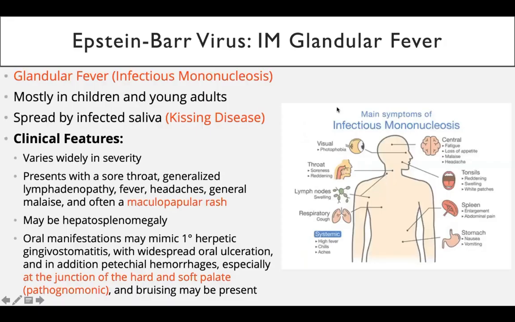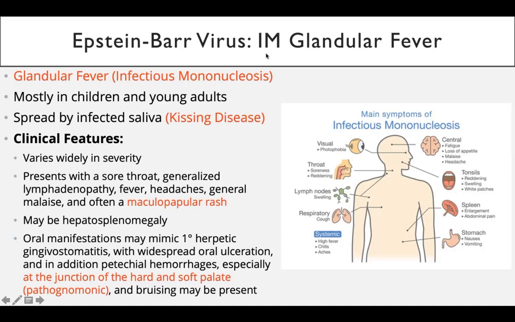Now we go to the second last virus important for oral cavity, which is Epstein-Barr virus, causing infectious mononucleosis, glandular fever. Why is it known as glandular fever? Because most of the glands will be swollen and red, like the tonsils, which are a gland, swollen. And then we have salivary glands, lymph nodes.